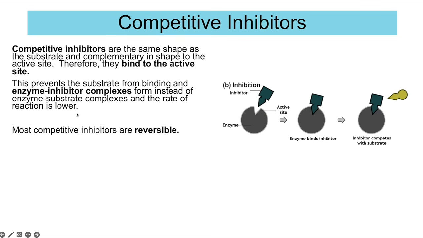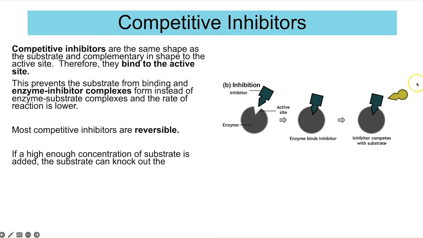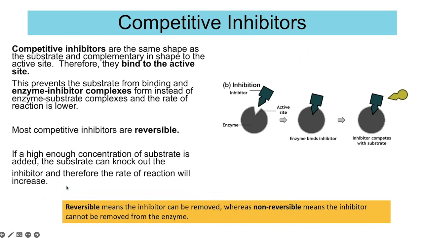and therefore it lowers the rate of reaction. Now, most competitive inhibitors are reversible, and what that means is if a high enough substrate concentration is present, then the substrate can actually knock the inhibitors out, and therefore you can get the enzyme-substrate complexes forming and the rate of reaction will increase again. So reversible means the inhibitor can be removed. Non-reversible means the inhibitor cannot be removed.